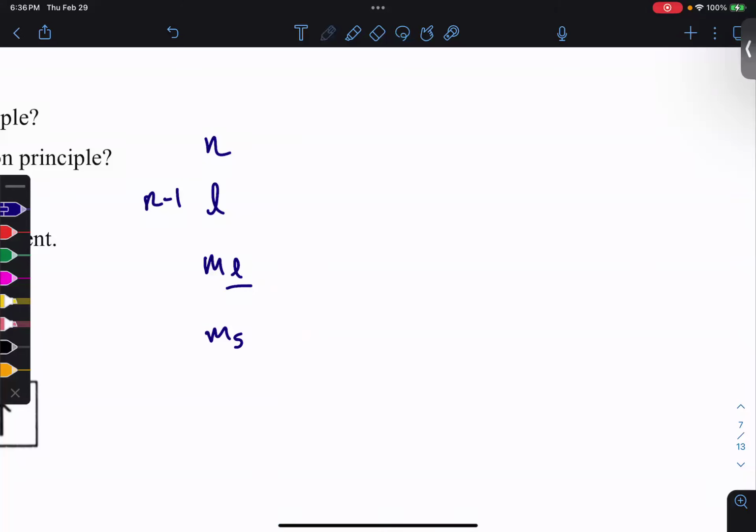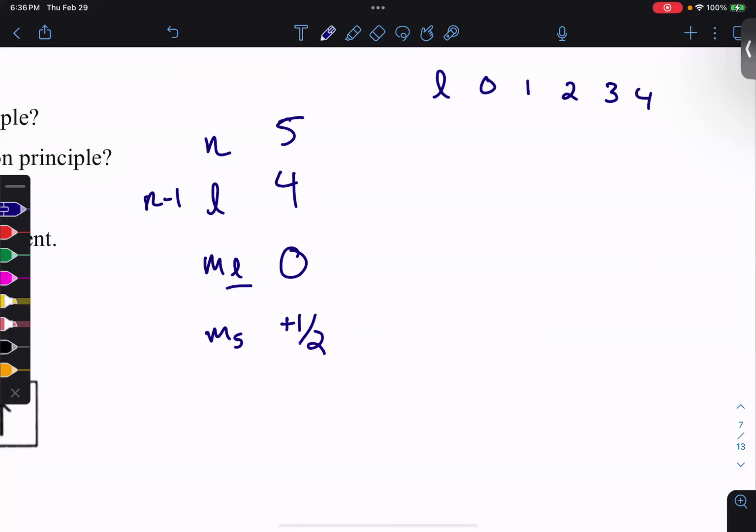Okay, let's do another one. What if I had 5, 4, 0, plus 1/2? Is that allowed? Not allowed. Okay, so let's just go through this. L of 0, 1, 2, 3, 4. So let's just go through the shapes. 0 is S, 1 is P, then D, so S, P, D, F, and then you just go alphabetically, so F, G. So this is what kind of subshell? 5G. Weird.